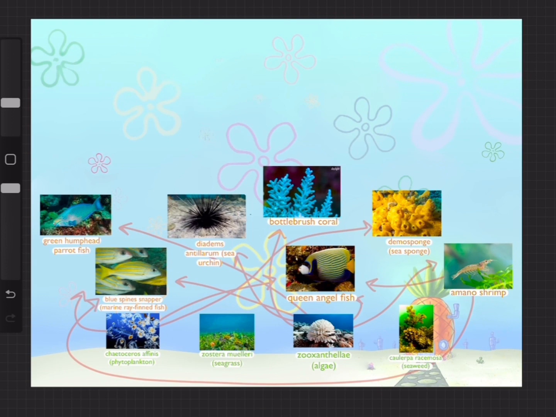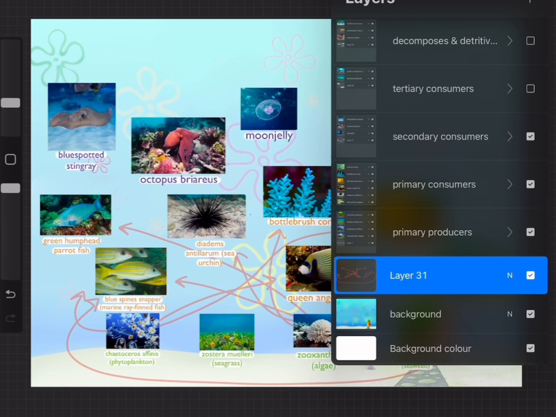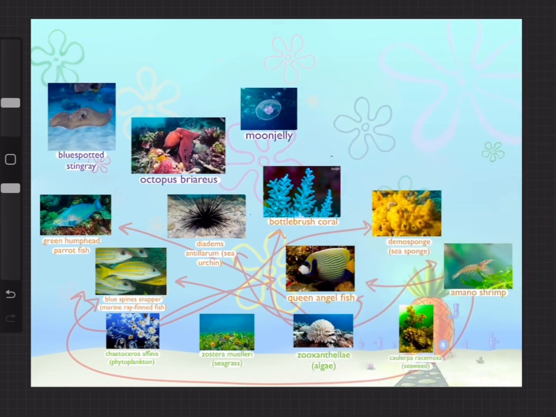So next, I'll introduce our secondary consumers. These organisms are going to eat our primary consumers. Some of the examples I chose are stingrays, octopus, and jellyfish. So the stingray, they eat shrimps. They also eat parrotfish, and they also eat our angelfish as well as our blue spine snapperfish.